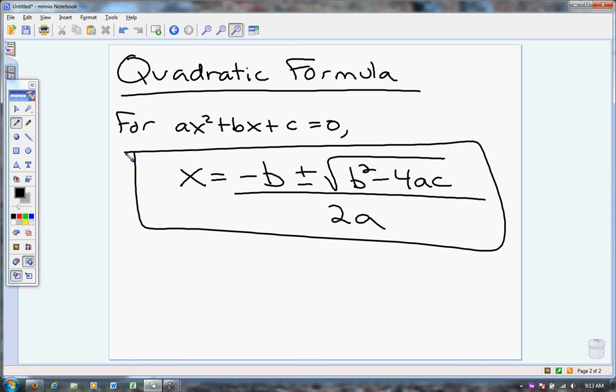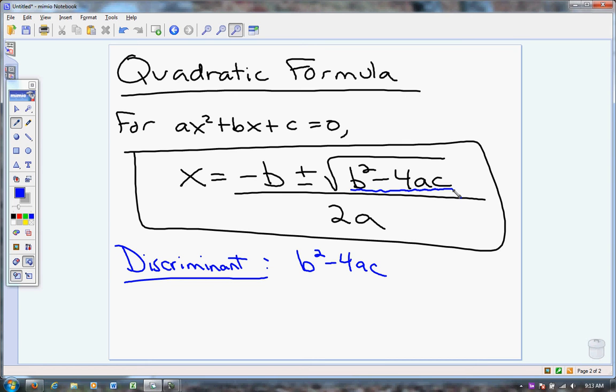Now, this formula has a nice little feature to it, and it's called the discriminant. The discriminant is the part under the radical, the b squared minus 4ac. That's called the discriminant. And here's the nice thing about the discriminant. If we just do that little calculation, it will tell us how many solutions we have.